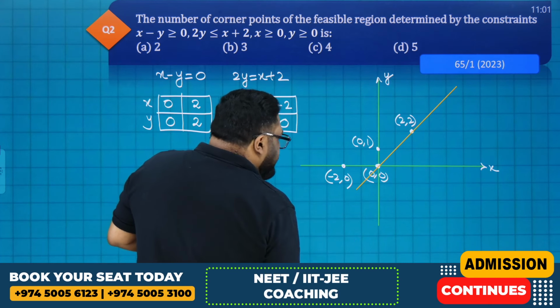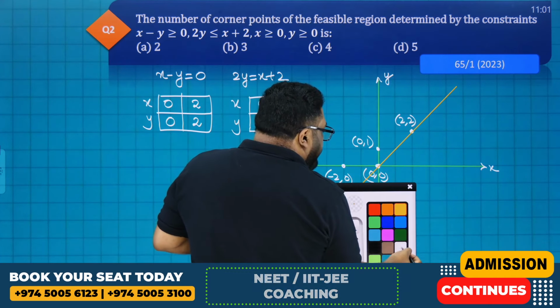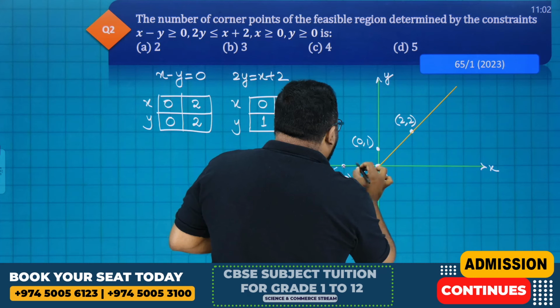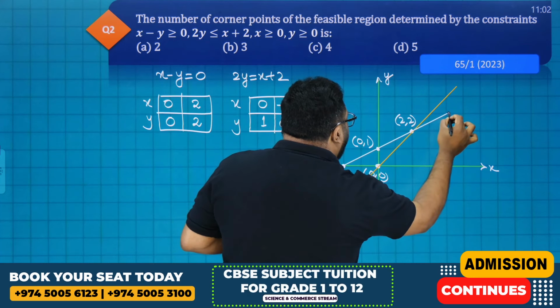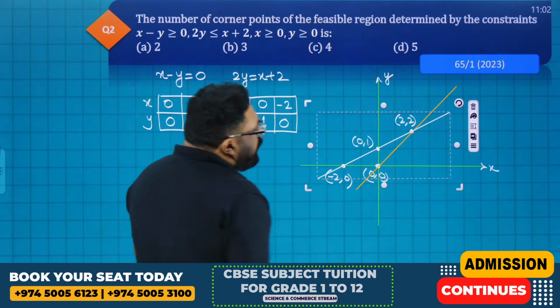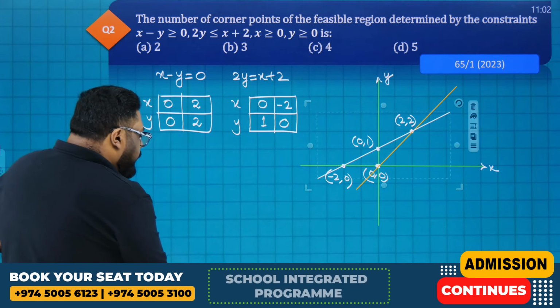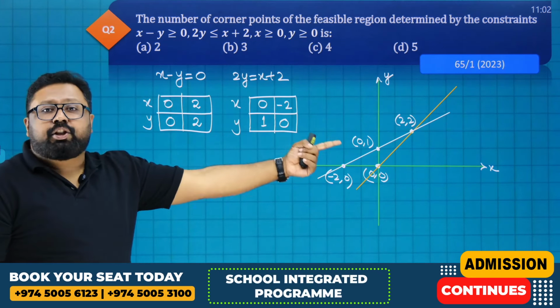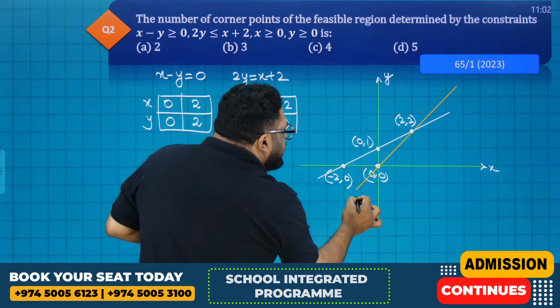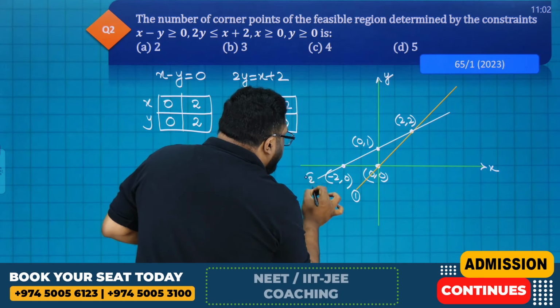This is your second line, my dears. So the second line passes through, all of you, these 2 points, and I think it's passing through 2 comma 2 also. I'm not sure about that, but we will test the shading region, my dears. We know that this is line number 1 and this is line number 2.